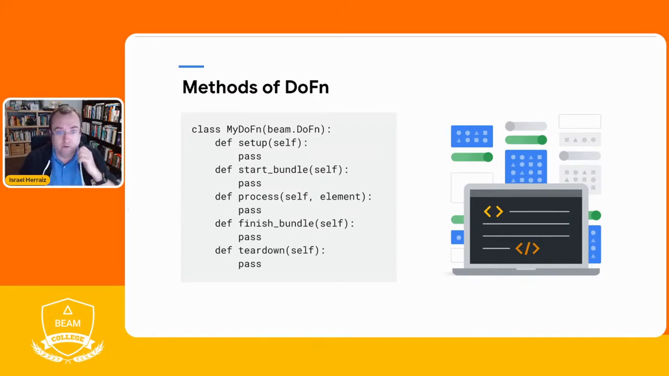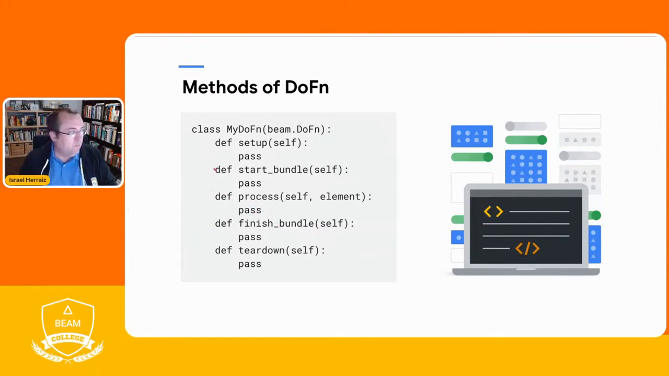When we start processing one bundle, the runner will call the start_bundle method. So if we need to do some initialization before we process one file, one element, or one bundle, we can do it here. Similarly, finish_bundle will be called by the runner when the bundle finishes. This typically is going to happen several times per job, okay? Because we will be processing several bundles.